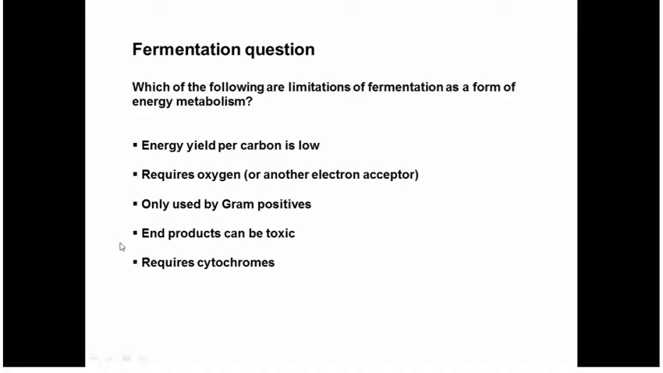Yeah, all these acid products are not good. Requires cytochromes. No. Okay, yeah, so you got one of them right. Okay, end products can be toxic. Gram-positives and gram-negatives can perform fermentation, so that is obviously not a limitation. It occurs without oxygen. But this is a problem: energy yield per carbon is low in fermentation. So you need quite a lot of organic carbon available to live by fermentation.